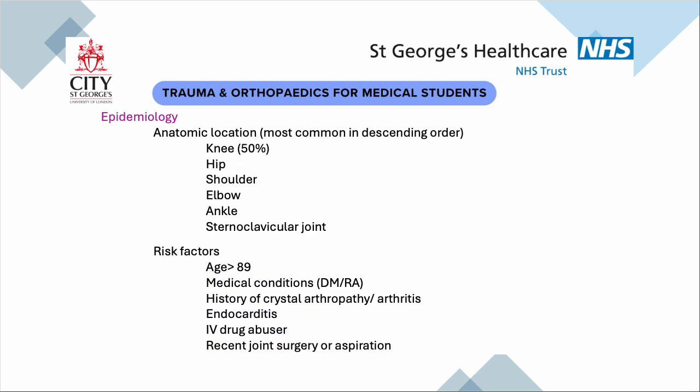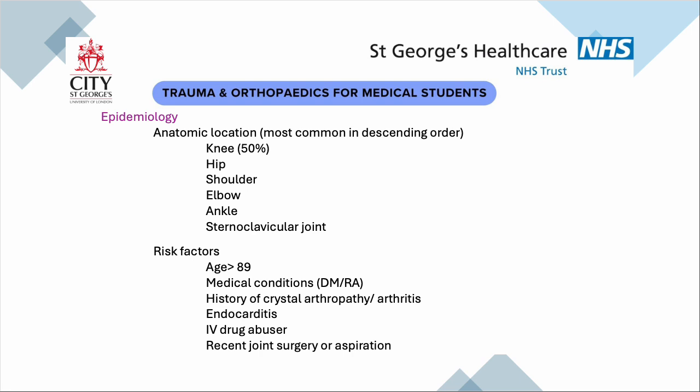Anatomically, half of them are in the knee, and then a smaller number are in the hip, and these are more commonly in children, and then more rarely you'll see it in the shoulder, the elbow, the ankle, or the sternoclavicular joint, but these are pretty uncommon. There are some risk factors, and you can pretty well guess what these are. These are being older, having those medical conditions that predispose you to infections, so diabetes or rheumatoid, a history of a damaged joint, so crystal arthropathy, arthritis, give you a surface which is more amenable to the bacteria.